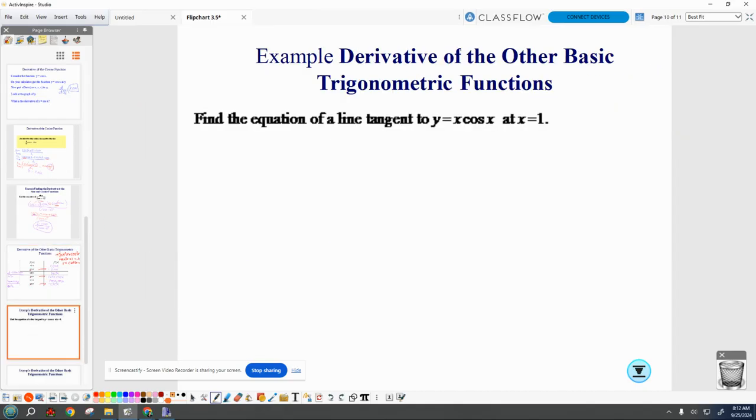Can you guys try this problem? Find the derivative, then find the equation of the tangent line to that. You will need a calculator to get numbers.